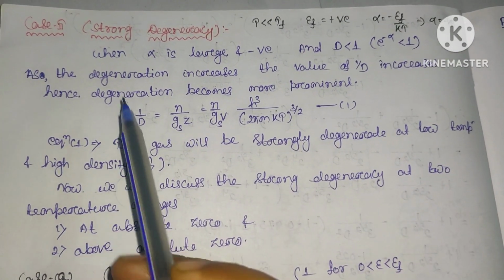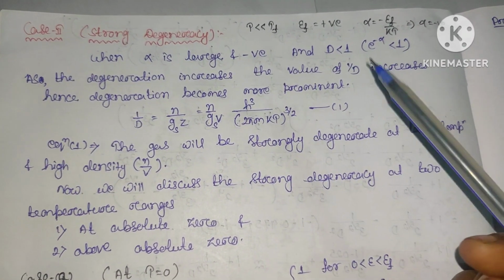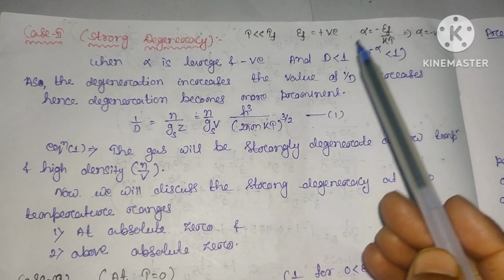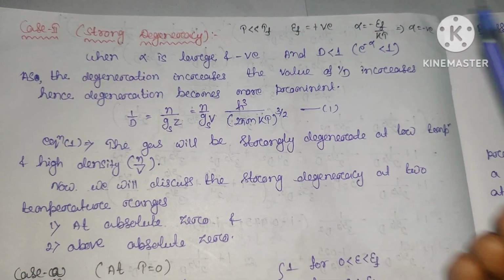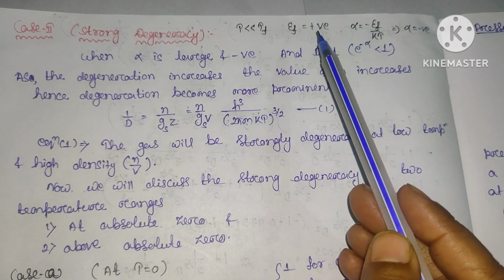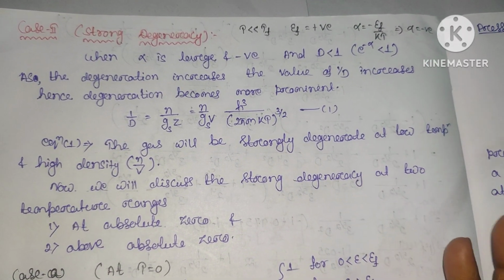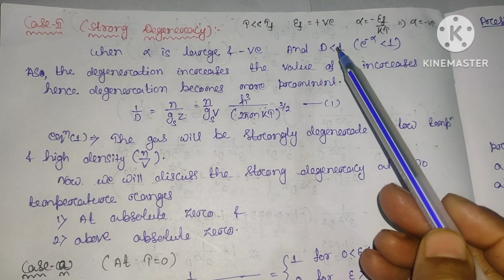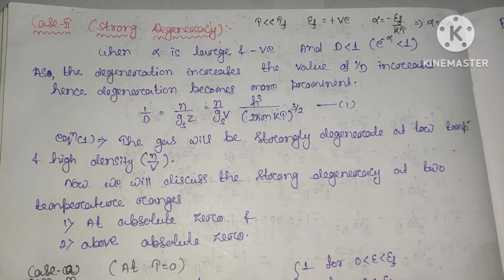Now we will see the second case, that is for strong degeneracy. In case of strong degeneracy, this Fermi temperature will be very large as compared to this temperature, and here the energy we have considered is positive. Since this is positive, alpha, that is minus EF by KT, becomes a negative sign into a positive sign, that will become negative. So here the alpha is considered as negative. When this alpha is large and negative, here the d will be less than 1, or we can say that this exponential minus alpha will be less than 1.